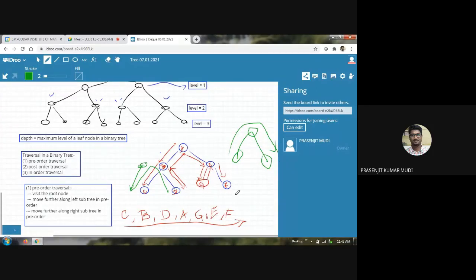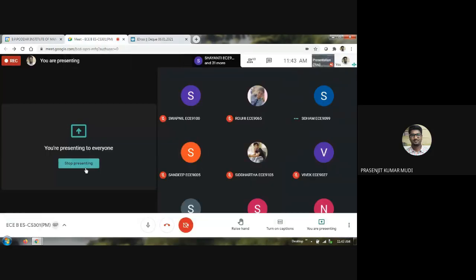Okay. So you need to actually practice with several examples and try to find out the pre-order traversal, and then it will be more clear. So with this, I want to stop here. If you have any doubt, you can ask.